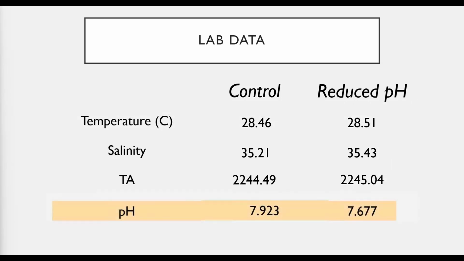Okay, so these are some of our analyses from the lab. Our temperature, salinity, and total alkalinity were pretty much consistent across the board, but our pH was obviously different for reduced pH, at 7.677, and these pH conditions were selected based off of future predictions of ocean acidification.